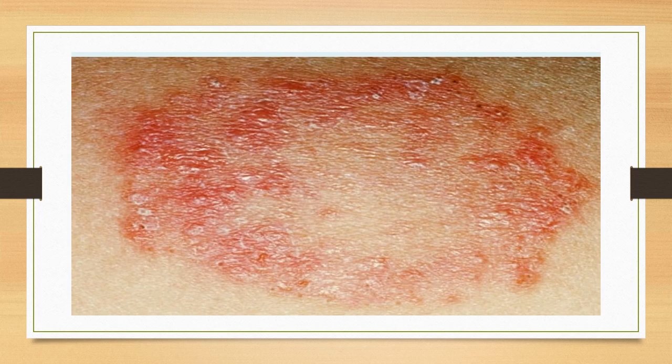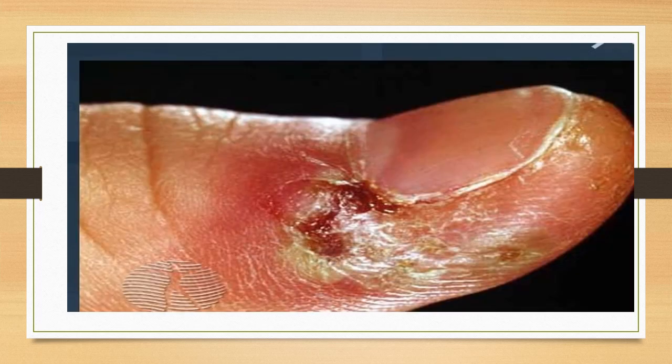Next, it is the typical fungal infection ringworm. In this case, the center is clear and there is a border of the ringworm, and the center is clear. This is the typical fungal infection ringworm.